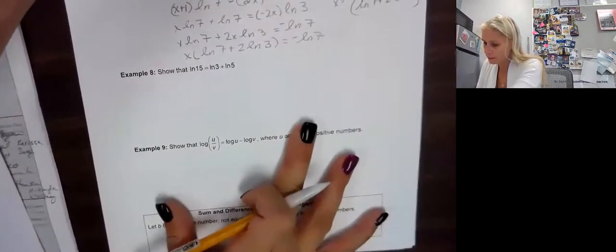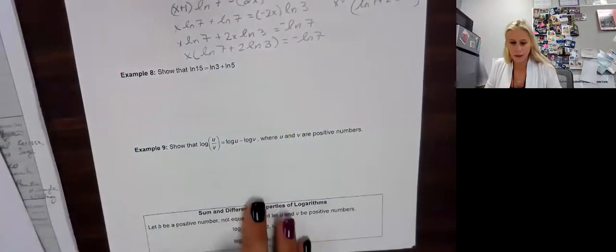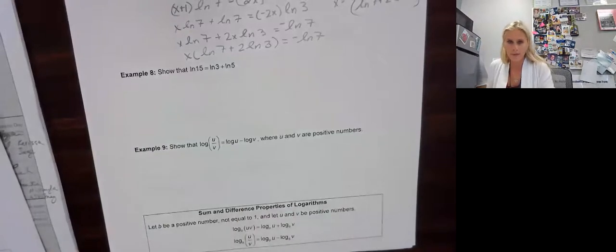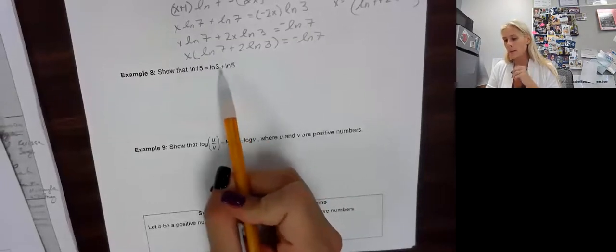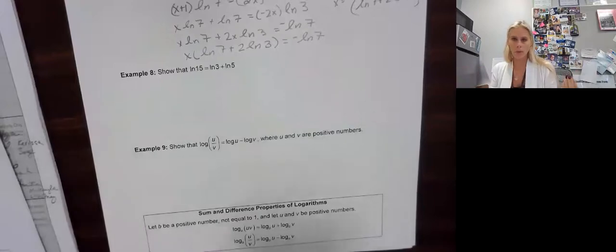All right. Next, example 8. Show that ln 15 equals ln 3 plus ln 5. Now, usually, there's a couple ways you could do this. Usually we want to say, hey, that's multiplication, using our properties. But we're going to do it using inverses, okay?